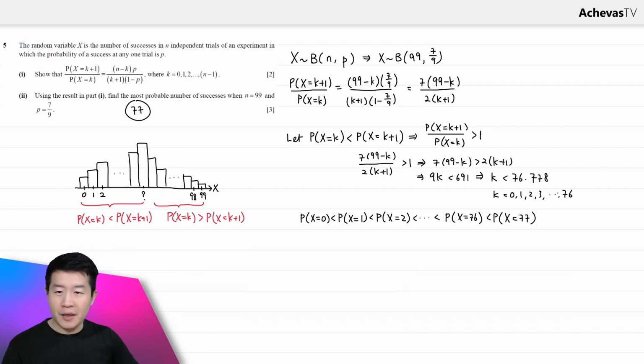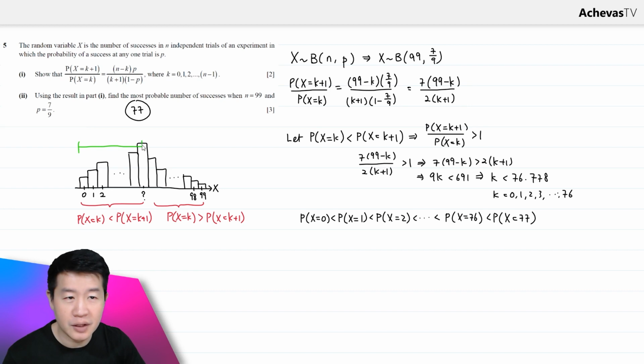Like what I was saying, if you look at the left-hand side, you can see the trend: if I look at this probability, it is less than the next probability, and that is less than the next, all the way until it reaches the maximum possible. That's why this trend, probability that x is equal to k is less than probability that x is equal to k plus 1, holds going from here all the way until here.